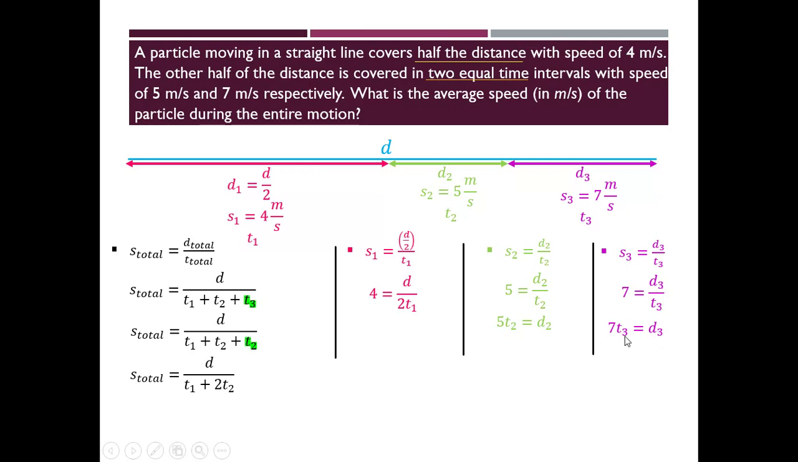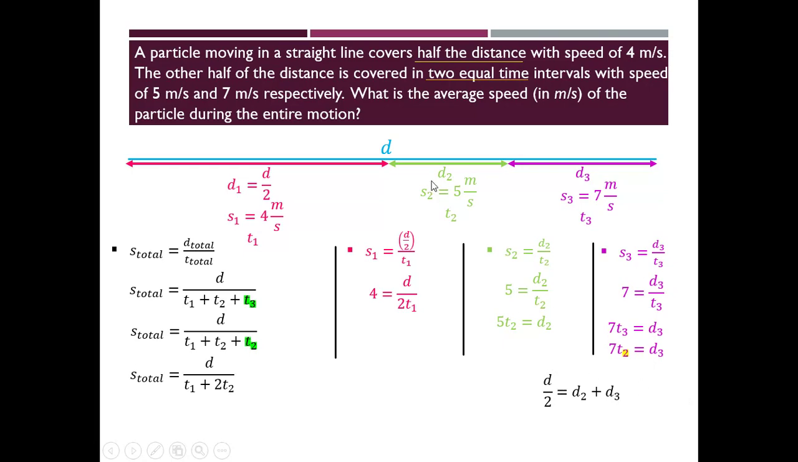Okay. And keep in mind, even though it says here T3, you can substitute out T3 for T2. So here, instead of saying 7T3 is equal to D3, well, because T3 is equal to T2, I can just say 7 times T2 is equal to D3. And it comes back to this, right?